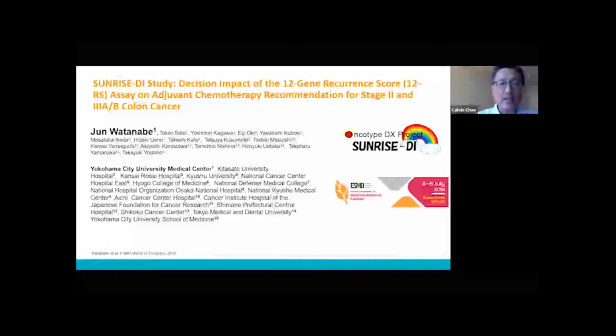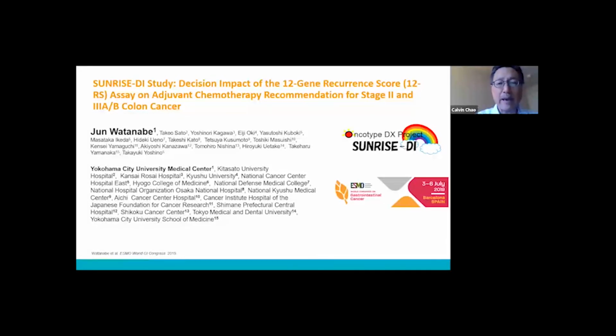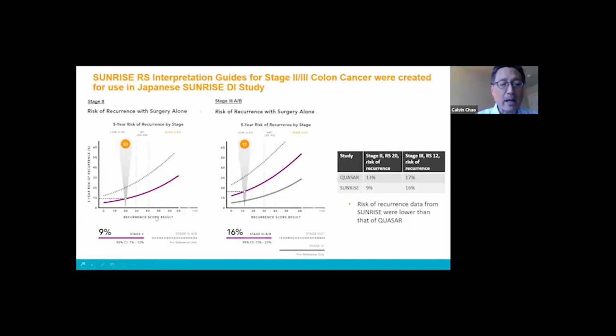So then that leads us to the Sunrise Decision Impact Study, which was just completed last year and presented at the ESMO World GI Congress. This is something that impressed a lot of the attendees in the plenary session of that meeting. You can see that the recurrence score was produced on graphs like this and given to the Japanese investigators to see what their decision would be before and after the recurrence score was available.